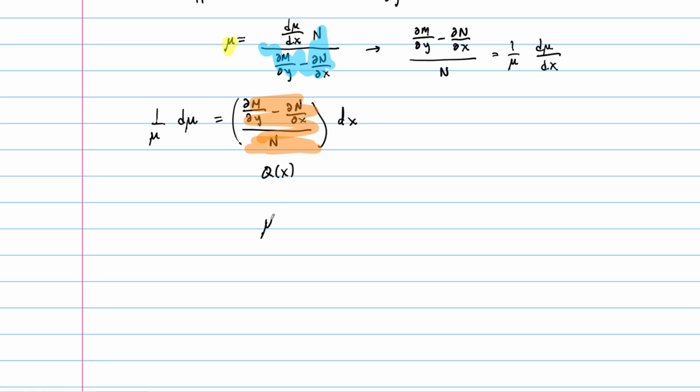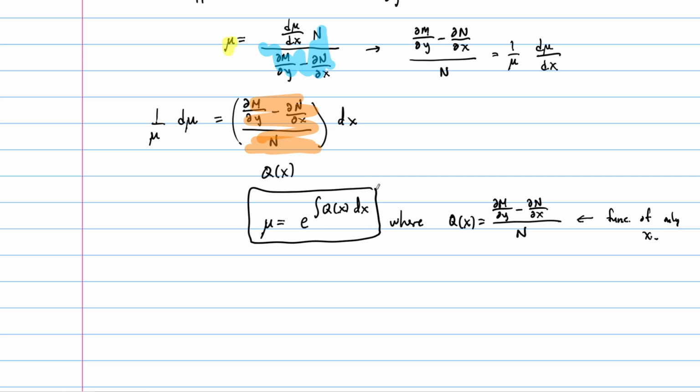And what we get then is that mu is equal to e to the integral of q of x dx, where q of x is equal to, again, that ratio, dM/dy minus dN/dx over N, and this is a function of only x. All right? So in other words, no y's in this function. Function of only x in that one. Okay, so this becomes the integrating factor.